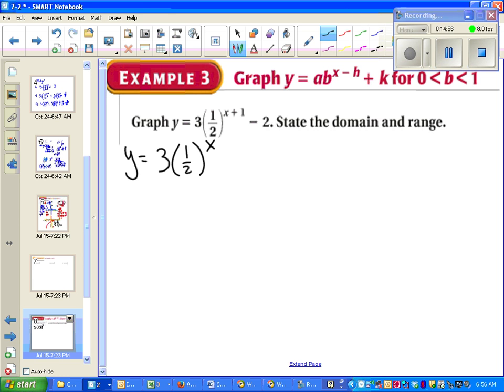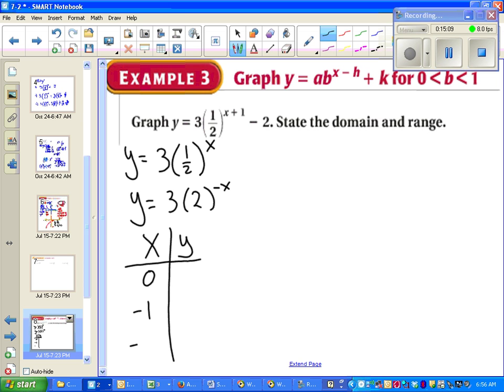Now I can make my table. 0, -1, and -2. Choosing negative because of the negative exponent. Fill that table in. Anything to the 0 is 1 times 3, 3. 2 to the negative of -1, really 2 to the first. 2 times 3 is 6. 2 to the negative -2, it's really 2 to the positive 2. So 4 times 3, 12.